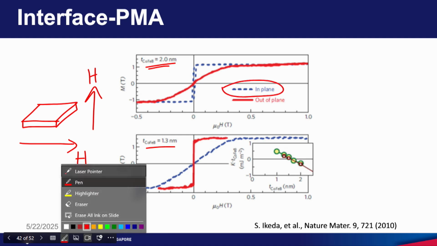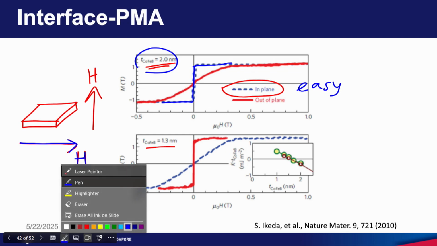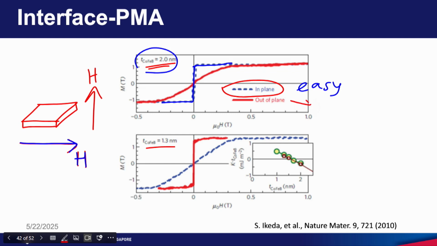Blue is actually this one. Let me use the correct color code. Blue means the magnetic field is applied in the parallel direction. When the thickness is 2 nanometer, this is the EZ direction, right? The EZ direction has larger remnants, it saturates quickly. So the EZ direction is in plane, and the other direction is hard.